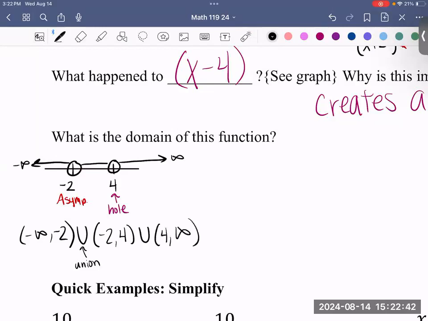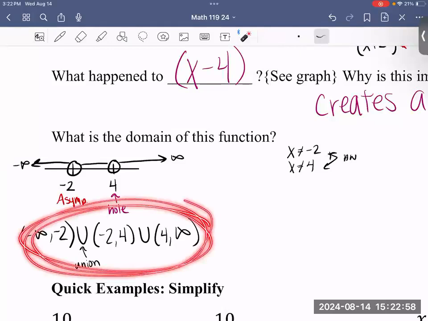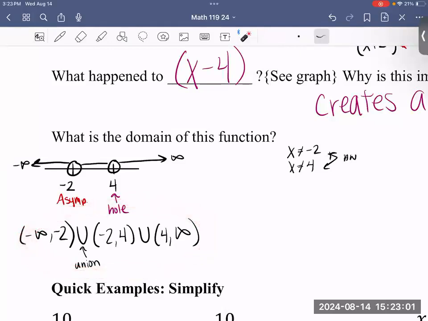Now, on your homework, it'll just say, what are some excluded values or restricted values? In which case, x is not equal to -2 and not equal to 4. So this is what you can provide on the homework. But otherwise, what we're going to be doing on your test more likely is I'm going to ask you for the domain of the function.